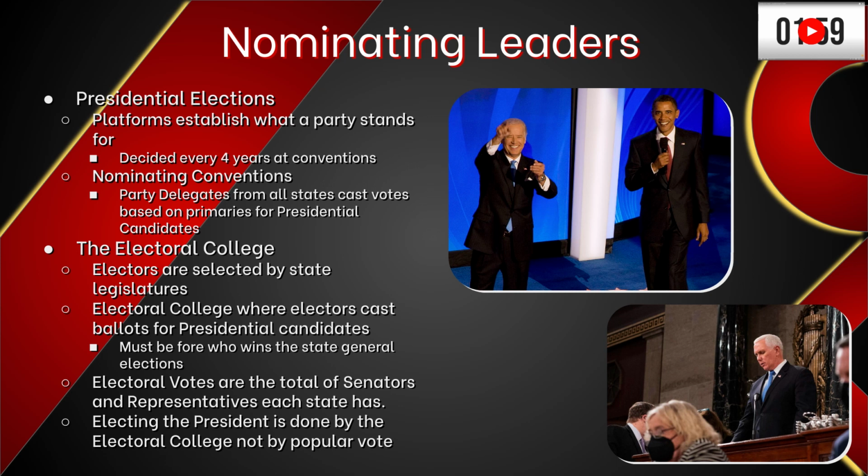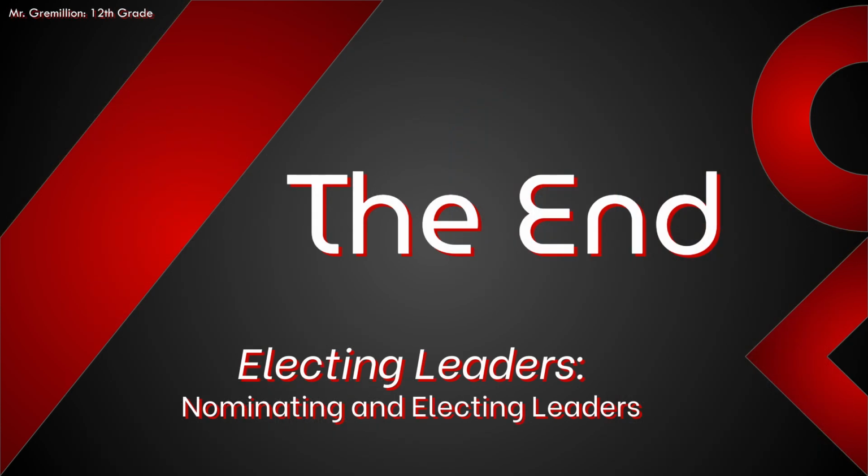So that's how our president and vice president are elected: it's done through the Electoral College. It's not done by the popular vote of the entire country. It is done by a popular vote of each individual state. And there are various different reasons for this, which we will get to at a later point. And that's all we have for electing leaders.